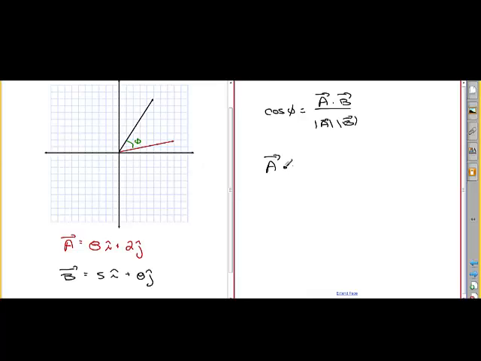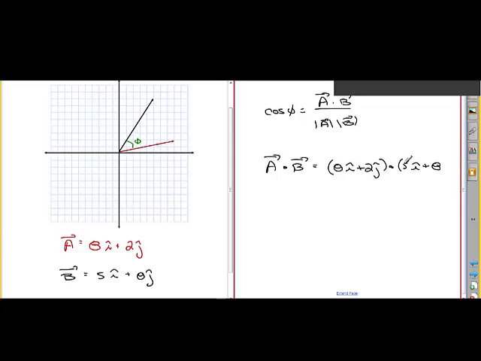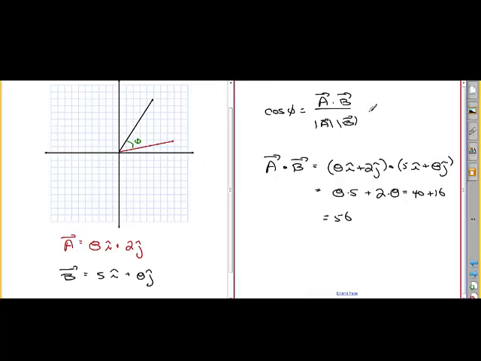So vector A dotted with vector B: vector A is 8I plus 2J dotted with 5I plus 8J. And the dot product is you multiply the x components together and you multiply the y components together. And so that's going to give you 8 times 5 plus 2 times 8, which is 40 plus 16, which is 56. So the numerator is 56.